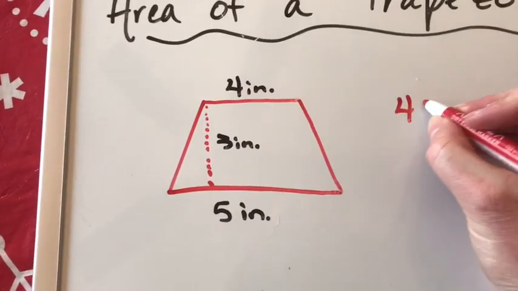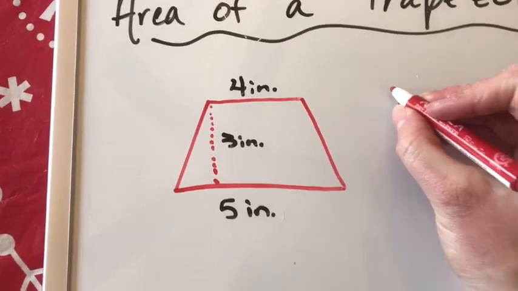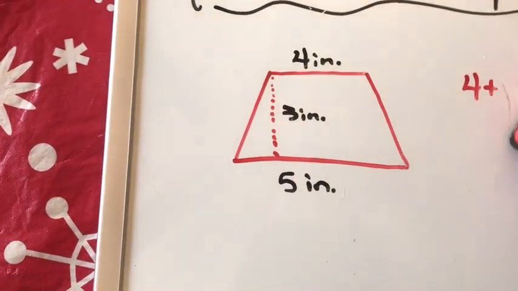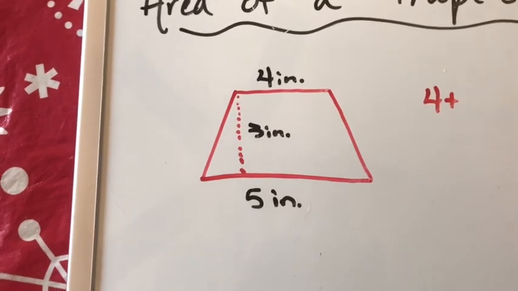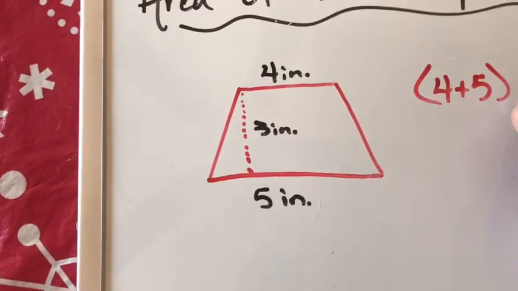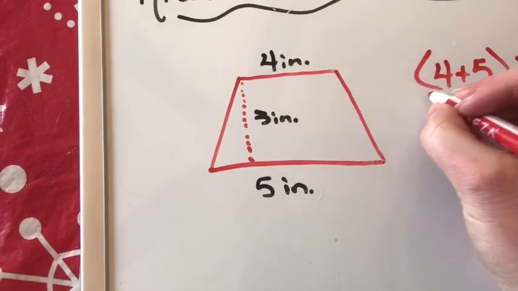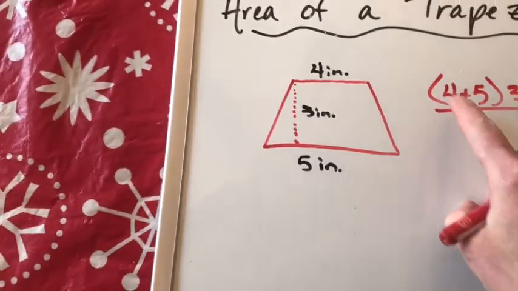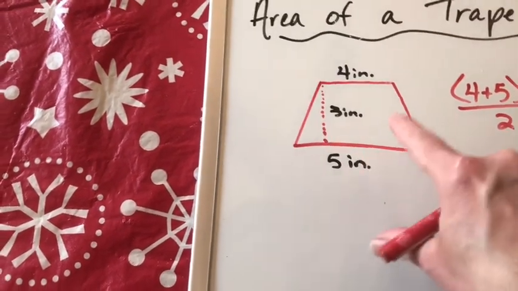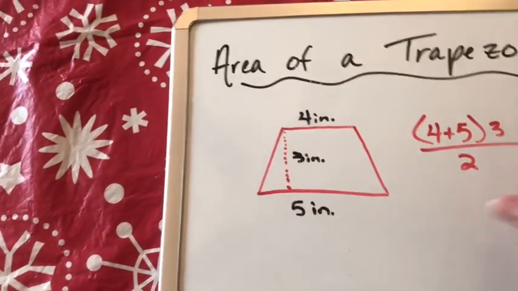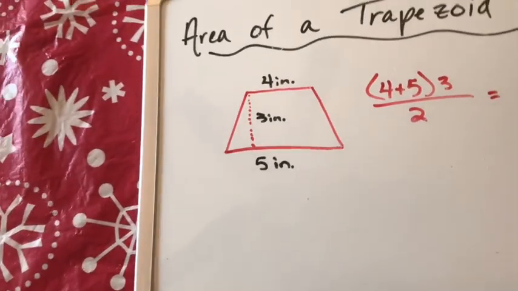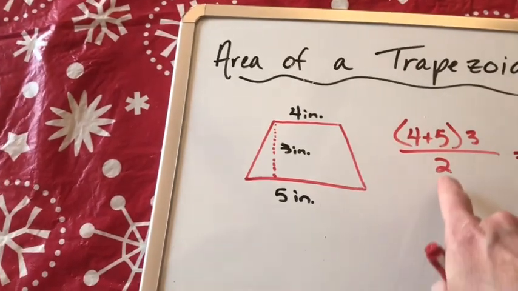We're going to take our two bases and add them together. So, my two bases, I've got 4 plus 5, and I'm going to multiply that times the height, and then divide by 2. So basically it's the average of the bases, so 4 plus 5 divided by 2 is going to be my average, so 4.5 times 3. So we get 27 divided by 2, or 4.5 times 3.